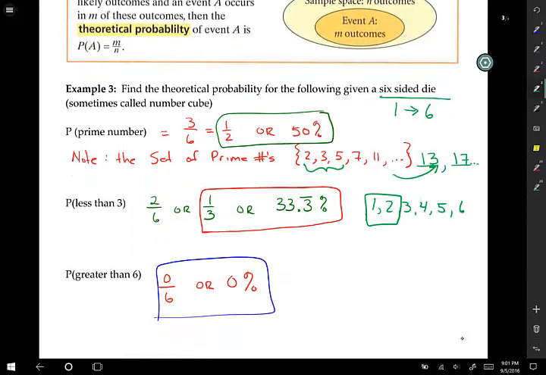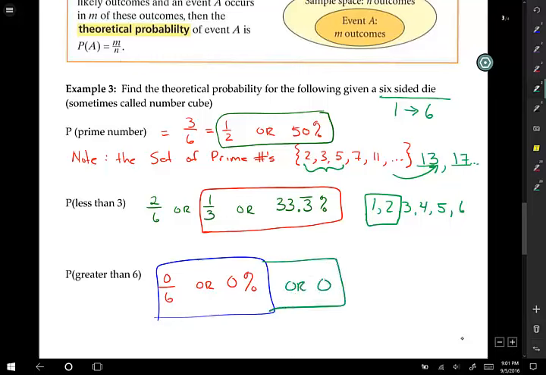What's the chance of you getting a number greater than 6? Well, there are no numbers greater than 6, so the chance of that is 0 out of 6, or 0%, or just as a number, I guess we could write it as 0. So this is theoretical probability. Notice we have no statistics to pull off of, no tables, no charts, no scoring attempts, and things like that.